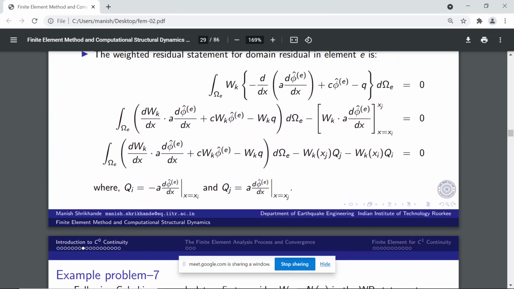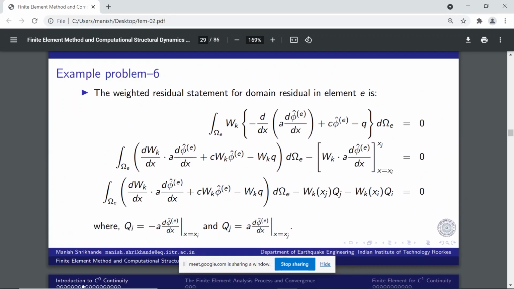So now we can look at the individual element, what is the weighted residual statement for the domain residual in element e, the individual element. So boundary residuals we do not worry about at the moment. We will come to that in a little while. Let us only concentrate on the weighted residual of the domain residual, the error in the satisfaction of the differential equation in the domain.